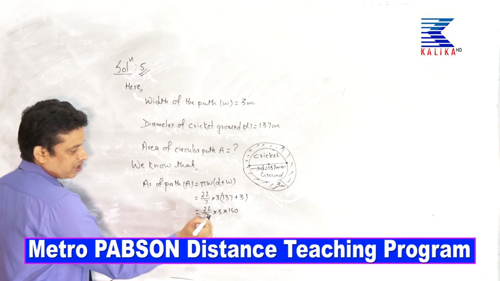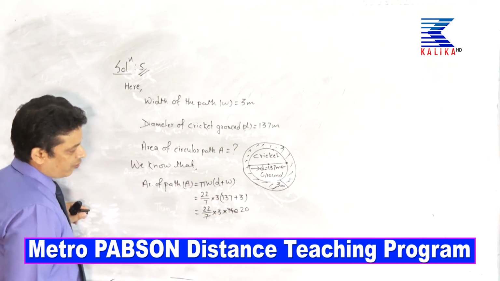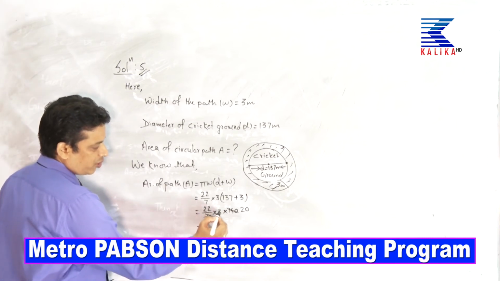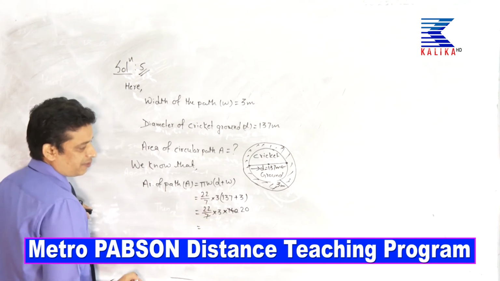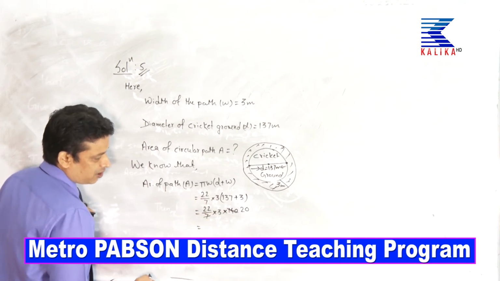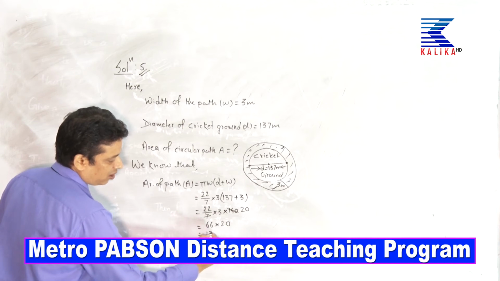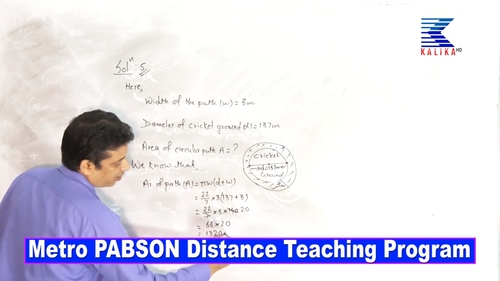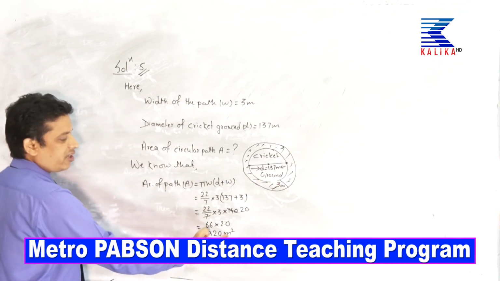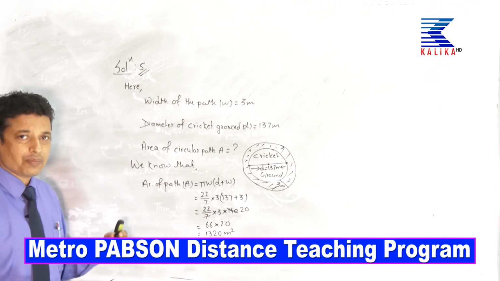So, let me cut this 7, it can cut 20 times. Then what will be the result, dear student? 22 into 3 is 66, 66 times 20, it is 1320 square meter. Do not read it as meter square, my dear student, you should read it as square meter.